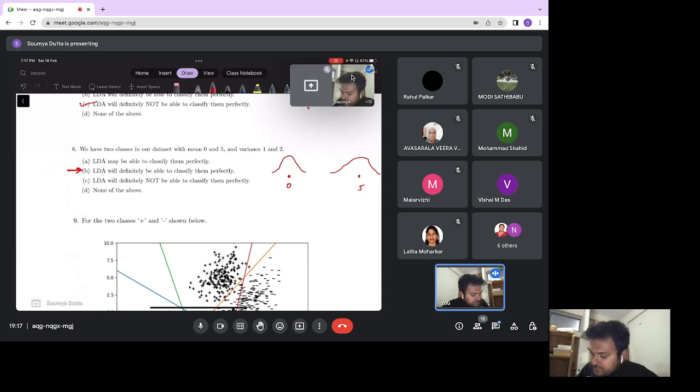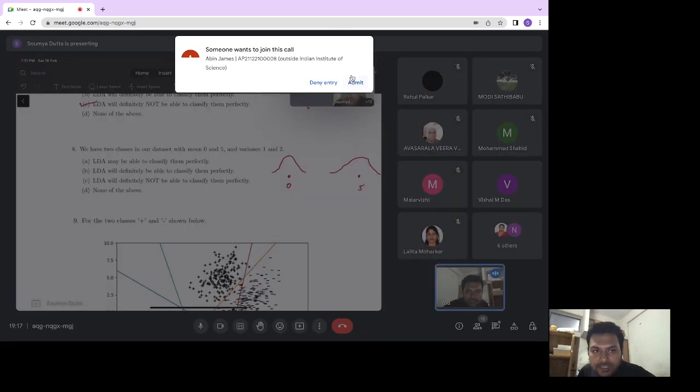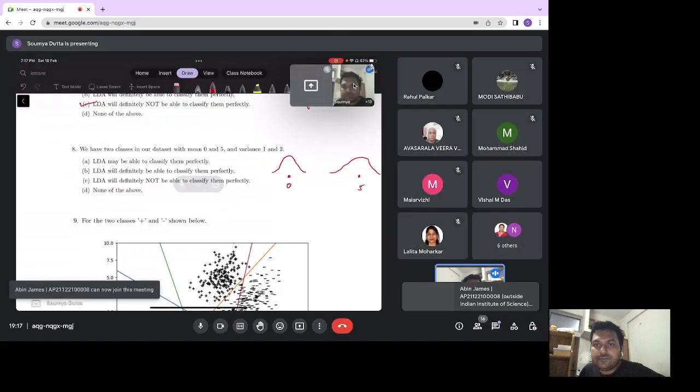It depends on how the points are actually distributed. Unless you see the points, just by looking at the mean and variance, you might claim that LDA will definitely not be able to classify them perfectly, but to claim that LDA will be able to classify them is difficult. You need to look at the points. Only then will you understand whether LDA will be able to separate them. Therefore, the option will be: LDA may be able to classify them perfectly.